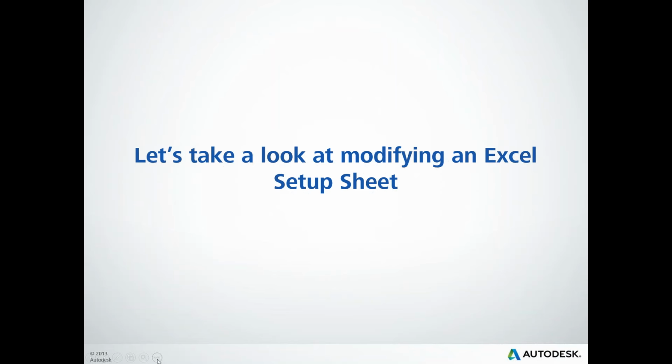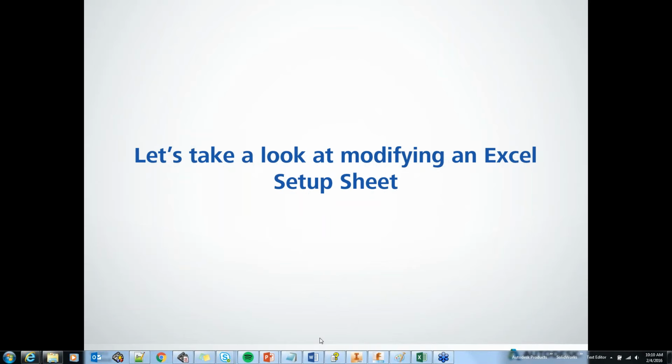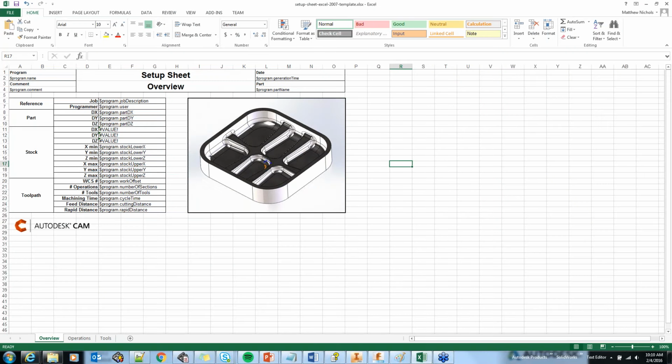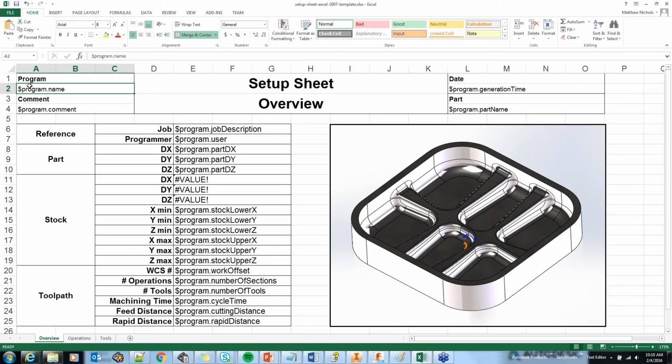All right, so let's do this. So here's basically the Excel template sheet, or template for a setup sheet. Things I want to point out. I've got program here. It's just a title or a header for it. If you look here, I've got program name with a $ sign in front. So all these different inputs are actually pulling information from our post processor.